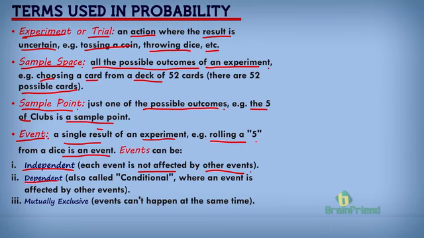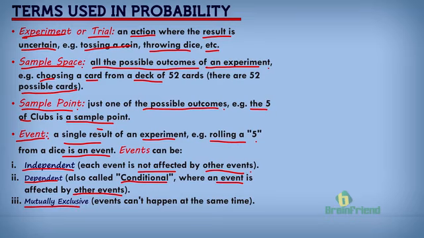Now, dependent events, also called conditional events. This is where events are affected by other events. So the first example we gave, if you pick that first card and you take it out of the deck of cards, instead of 52, you now have 51. When you are picking the next card, you find that you have a lesser sample space. So in that instance, you have a dependent event. The first event affected your second event.